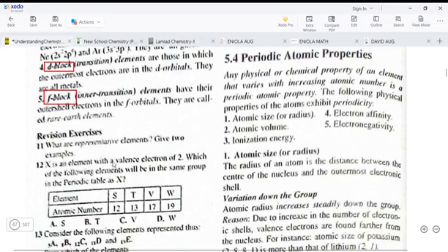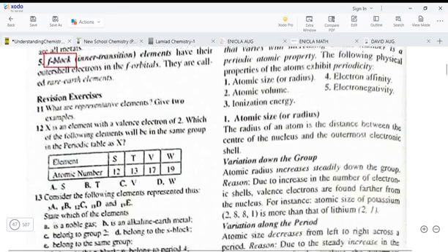X is an element with a valence electron of 2. Which of the following elements will be in the same group in the periodic table as X? Since they said valence electron of 2, just go straight to this. The one that has atomic number 12 has valency of 2, because if you pick 2 and 8, the remaining will be 2. But for the others, after 2 and 8, the remaining will be 3, and for another, 7. So all these ones are not having 2 after picking 2 and 8. Meaning that S is the one that has the same valence electron, or the same group, as X.